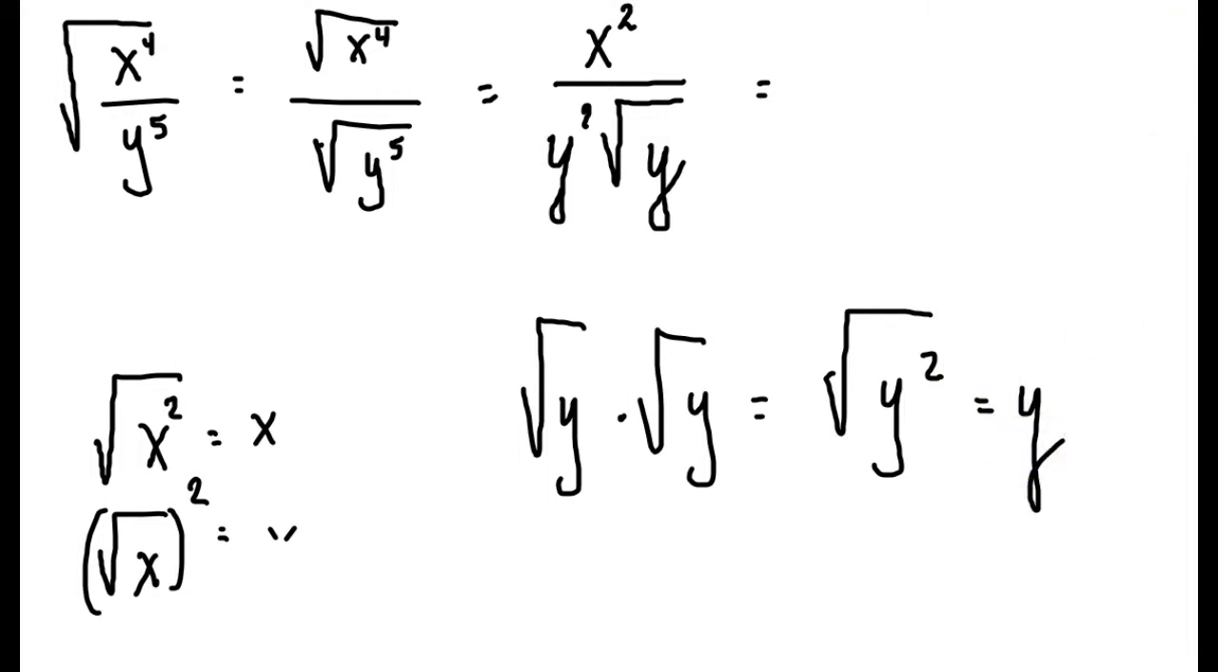So now let's go back to our original problem we were looking at, x squared over y squared times the square root of y. So what can we multiply our numerator and denominator by to get rid of that square root of y?